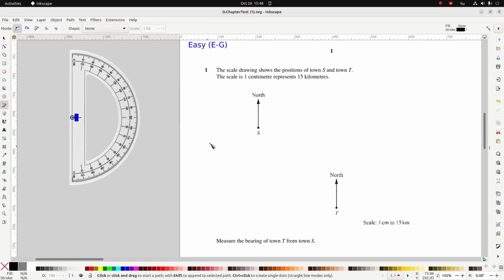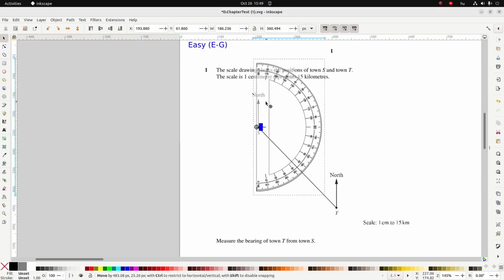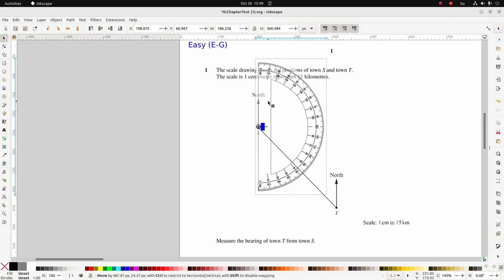So first let's draw a line from town S straight to town T. We have to be very precise here, because even a small difference might cause us to lose a point. Even making a mistake of 1 degree might cause us to lose a point. So there's a line from the exact center of the dot S down to the exact center of the dot T. And we're going to move the protractor here, and make sure we got 0 degrees here. Make sure the exact center of this dot is on the exact center of the protractor.